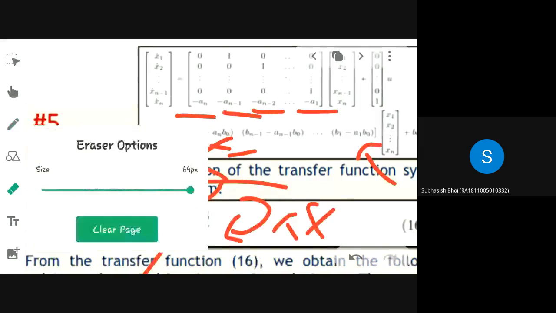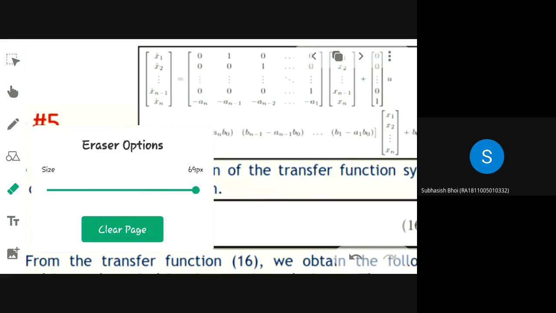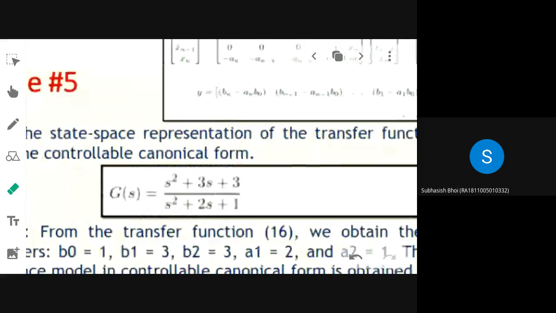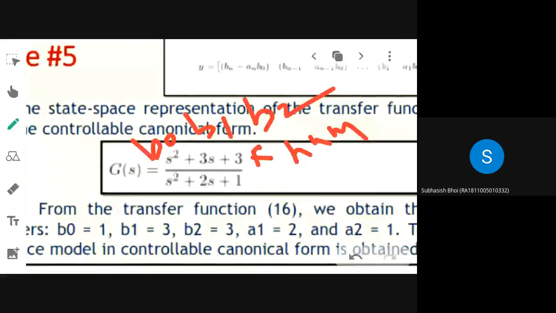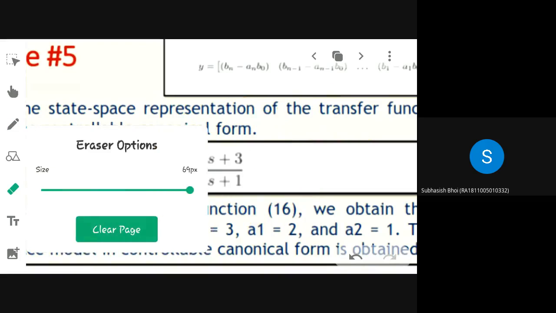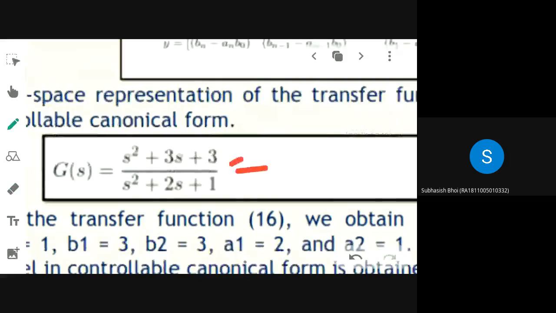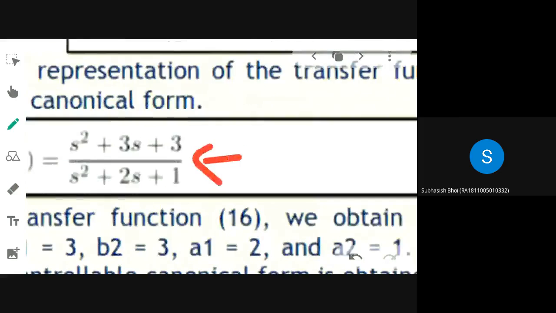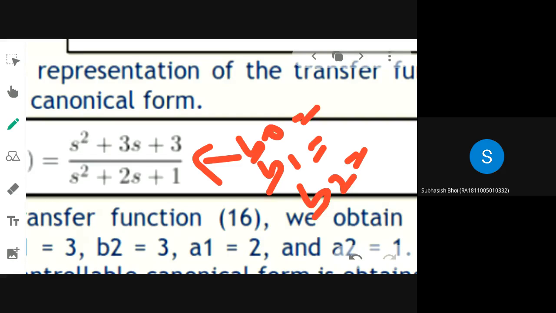Now what are An, B naught, B1, B2, and so on? They are nothing but the coefficients of the numerator polynomial. So B naught, B1, B2 are the coefficients of the numerator polynomial. Similarly, in the denominator polynomial, you will be having A1, A2. Just to make a note of it. So, from this, tell me what is B naught, B1, B2 from this formula. This is your given system represented by the transfer function. Now, what is your B naught, what is your B1, what is your B2? Just tell me the answer. They are nothing but coefficients of the numerator polynomial. So, what are the coefficients?